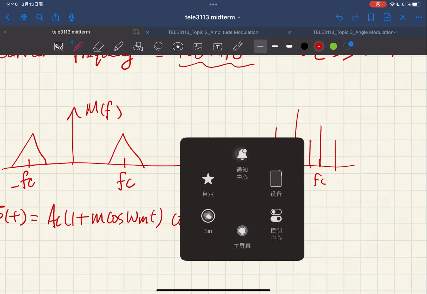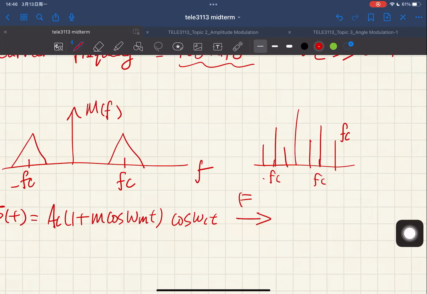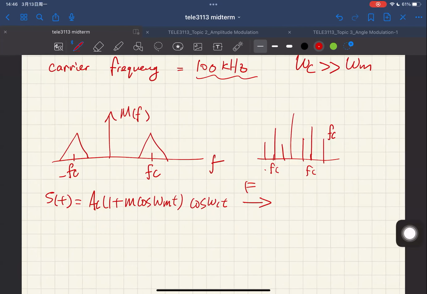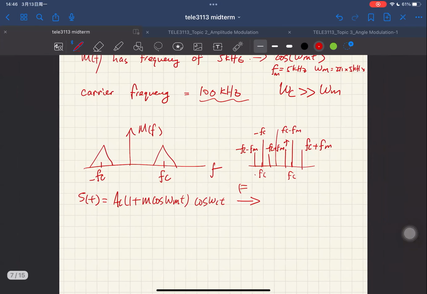And this part is FC. Oh, yeah, it's FC plus FM. And this part is FC minus FM. And this is negative FC, so it's going to be at negative FC plus FM, and negative FC minus FM. So this is what your amplitude modulation spectrum is going to look like.